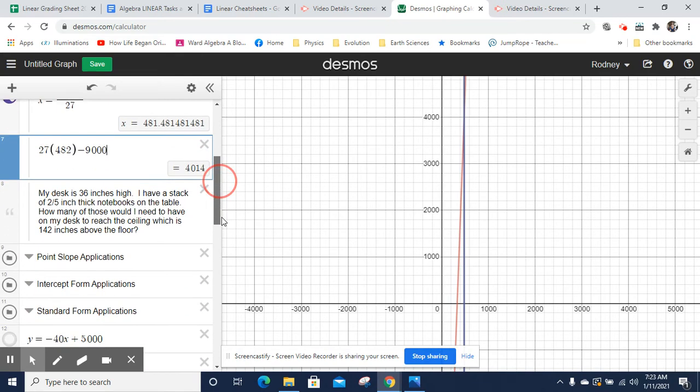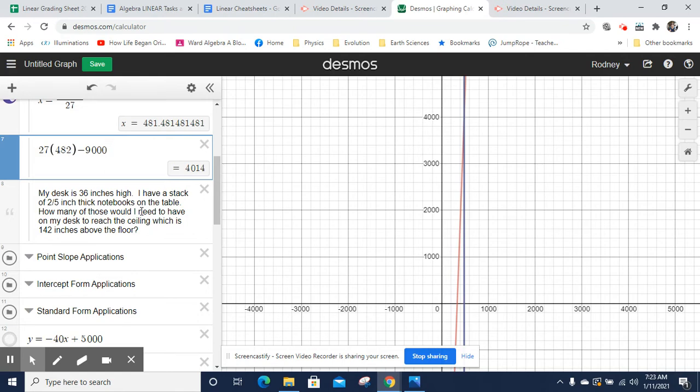Okay, let's take a look at the second question. My desk is 36 inches high. I have a stack of 2/5 inch thick notebooks on the table. How many of these would I need to have on my desk to reach the ceiling, which is 142 inches above the floor?